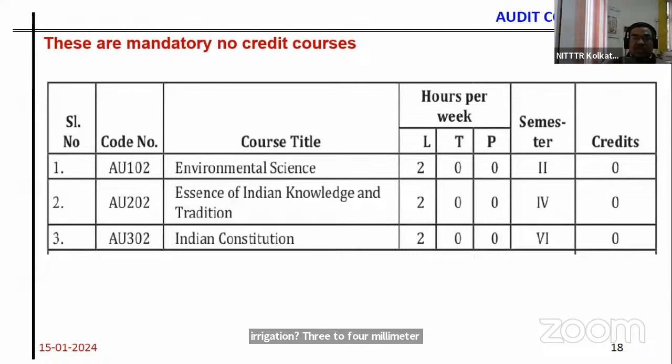These are called mandatory but non-credit courses: environmental science, Indian knowledge and tradition, and Indian constitution. These are mandatory courses, but no credits are allocated to them.